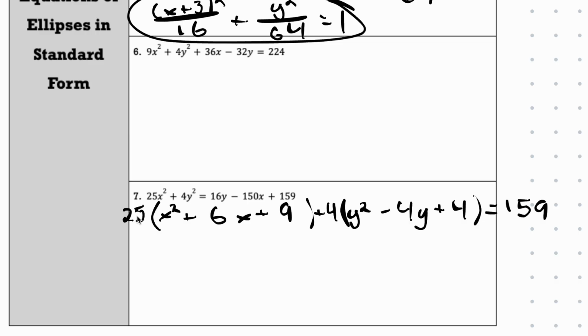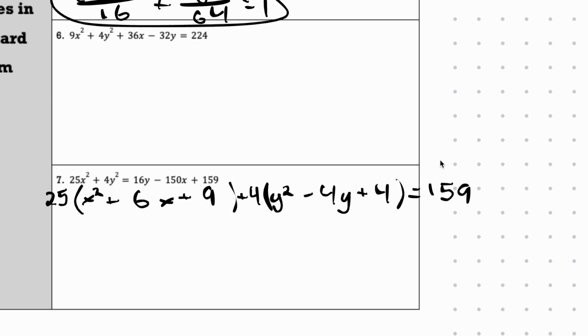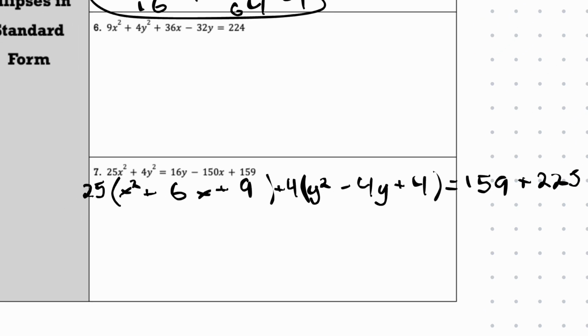So here we've added 25 times 9, right? Remember that 25. 25 times 9 is going to be 225. And 4 times 4 is 16. So if we've added that to this side, that means we have to add it to this side too. So we've added 225 and 16. And no, we'll do that later.